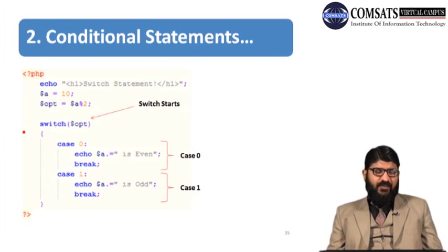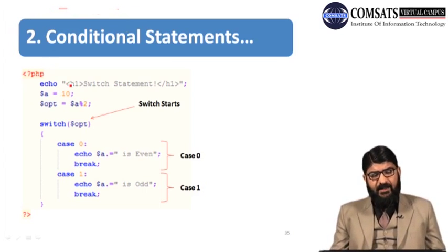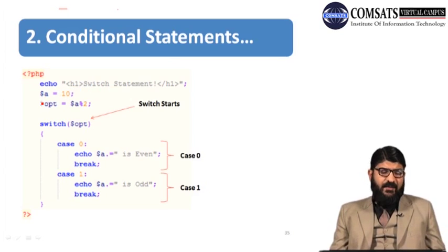So let's see the output for the conditional statement. Here you can see a PHP start tag is mentioned, and then echo is used for the heading switch statement. Here a variable a is declared with initial value 10, and then an operator is applied with variable a and the percentage 2, that takes the modulus of 2 for that. Now we have mentioned the case of that particular variable, that is variable opt.